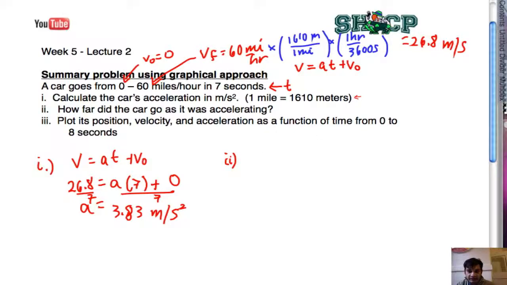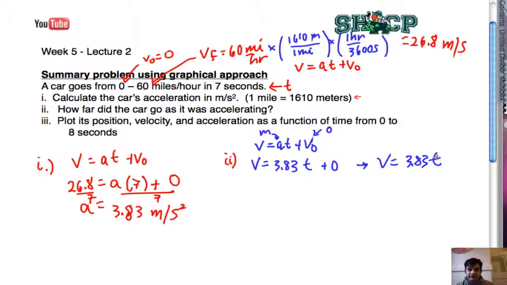Now, if we're using the graphical approach to solve, here's what we do. We take the general RampLab equation, v equals at plus v naught, and plug in the acceleration, so v equals 3.83t, so we've got the slope there. And the intercept, the initial velocity, is 0, so that's plus 0. So we're left with the equation v equals 3.83 times t. Now we're going to graph that like this.